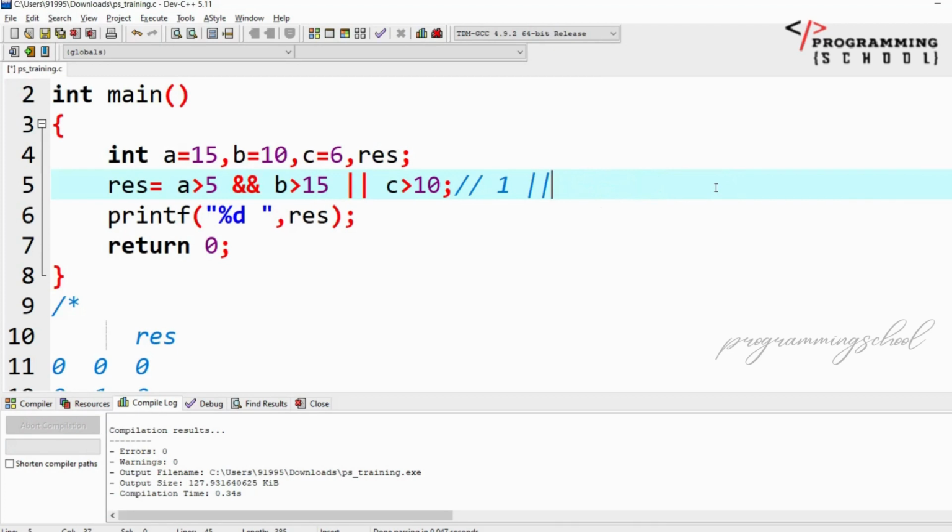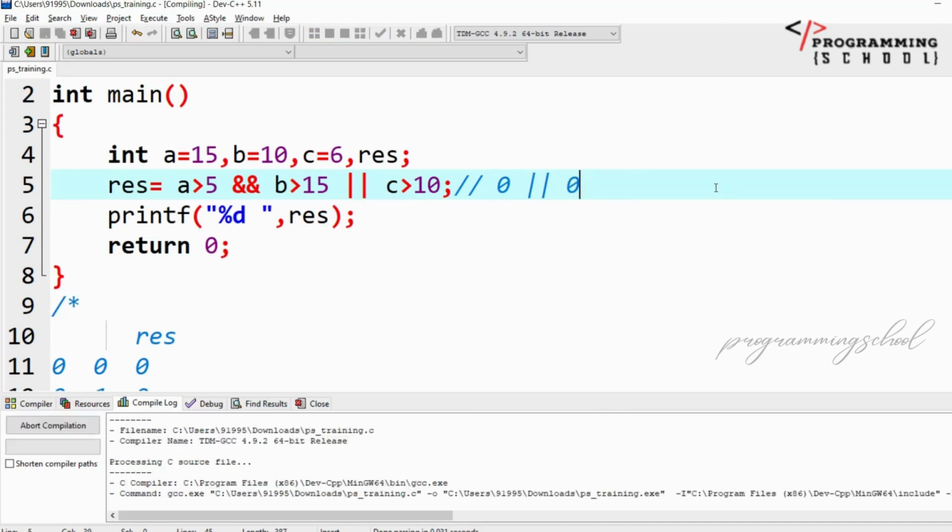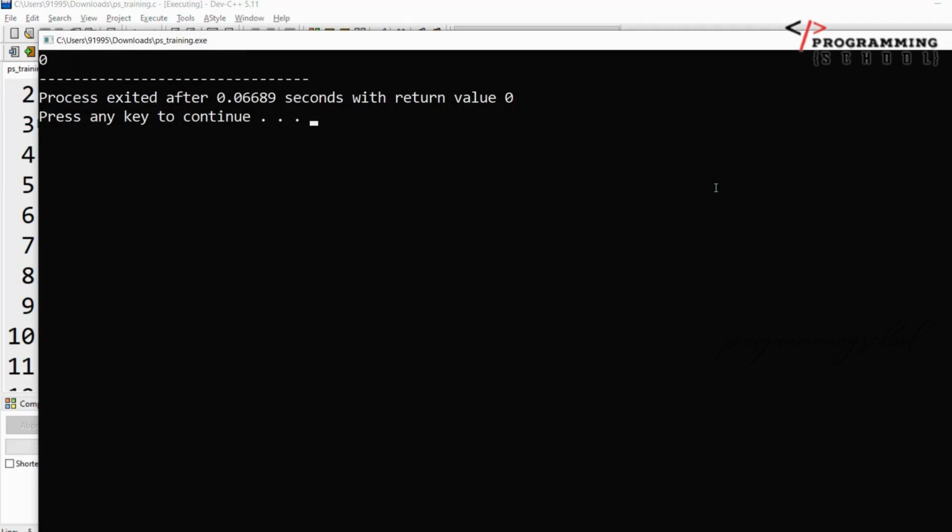Just understand. Now A is greater than 5. That is true. And B: 10 is greater than 15? That is going to be false. Now I am going to AND 1 and 0. That is going to be 0. Or the C value is going to be 6. 6 is greater than 10? That is also false. 0 and 0. The answer is finally 0. The output is going to be 0 here.